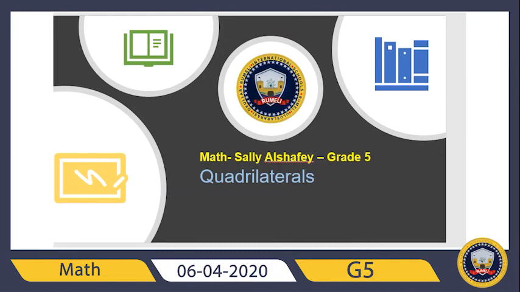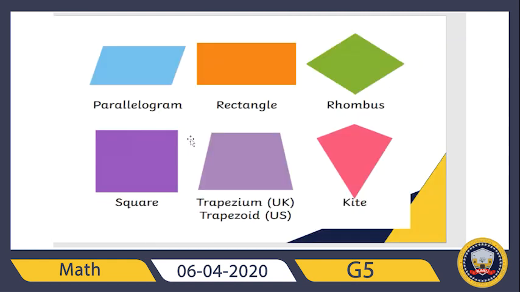Under this quadrilateral is the main family, the big family of any shape or polygon with four sides. There are many four-sided shapes we have. For example, the rectangle is a four-sided shape. The square is a four-sided shape. The parallelogram is a four-sided shape. The trapezium is a four-sided shape. The rhombus is a four-sided shape, as well as the kite.